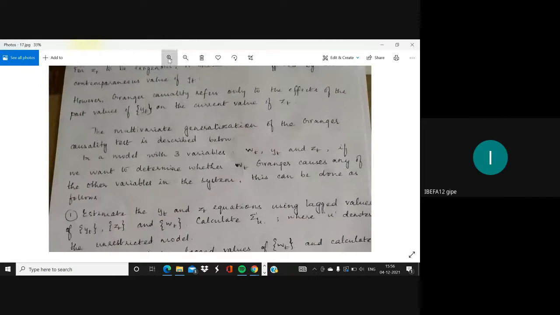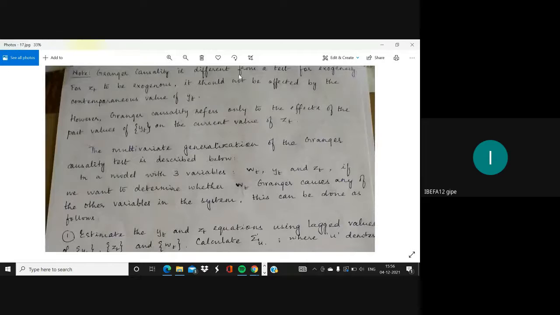One thing that is important to note here is that Granger causality is different from a test for exogeneity. For zt to be exogenous, it should not be affected by the contemporaneous value of yt. In the way we have set up our VAR model, once we've put it in the recursive form and restricted b21 to equal 0, you'll find that yt does not contemporaneously affect zt. So in that case, zt becomes exogenous, which I had mentioned earlier in today's class.